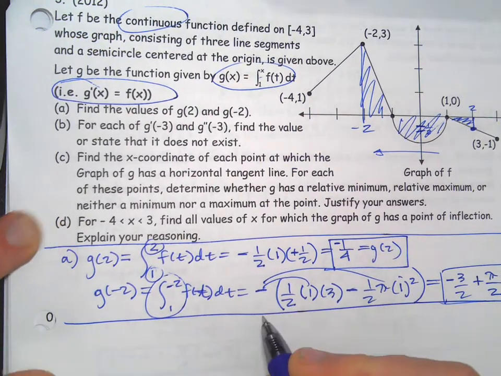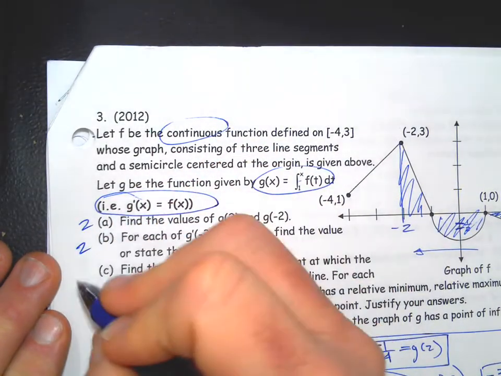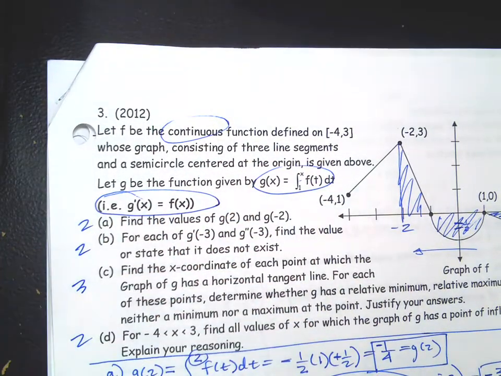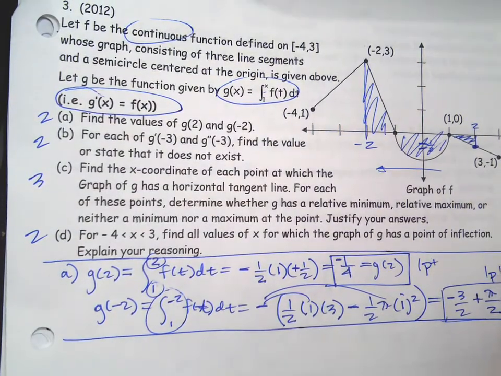So that's part A. Now the point breakdown here is 2, 2, 3, 2. And so you get 1 point for that answer and 1 point for that answer. There's no half points.